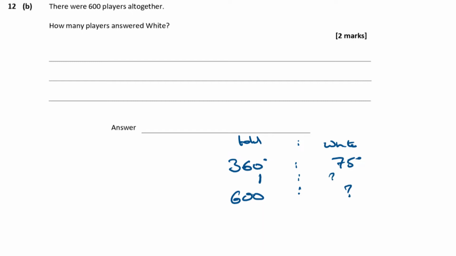So what we do is we take our 360, we divide it by 360, and then we times it by 600, and then we're going to get 600 out of it. But if we do that to this side, I have to do it to this side as well. So 75 divided by 360 and then times by 600, then we can work out what the answer is.